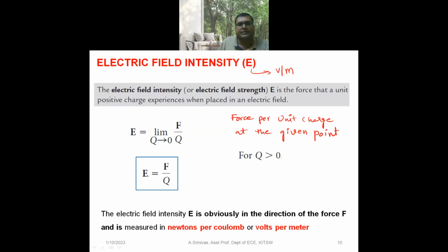Suppose you want to find the electric field at a point P, then you are supposed to calculate the force at the point P, and it must be divided by the charge at the point P. It is very important. Electric field at a point P is equal to force at P divided by charge at P.